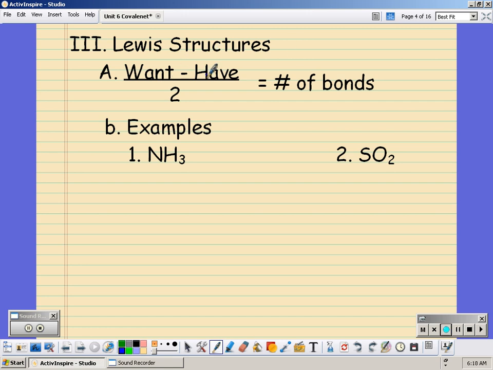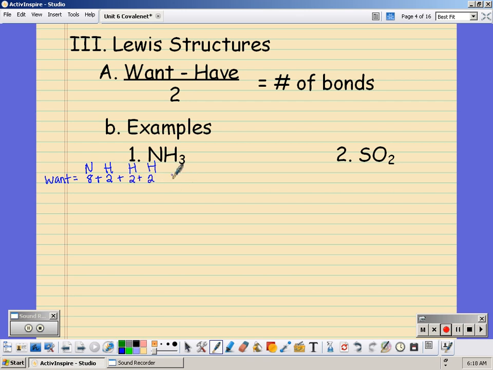So for example, you have NH3. So you have N and you have 3 H's. The want is the octet rule. Everybody wants 8 except for hydrogen who wants 2. So 8 plus 2 plus 2 plus 2 gives us 14.